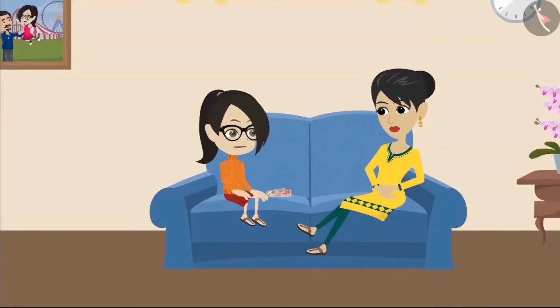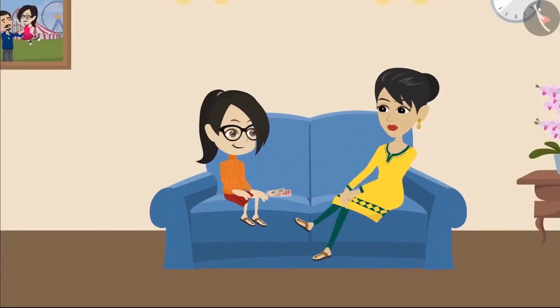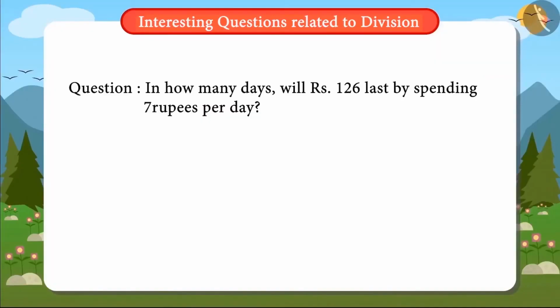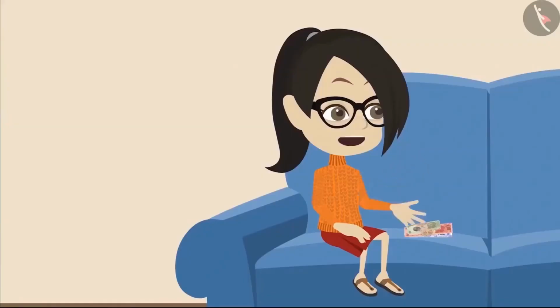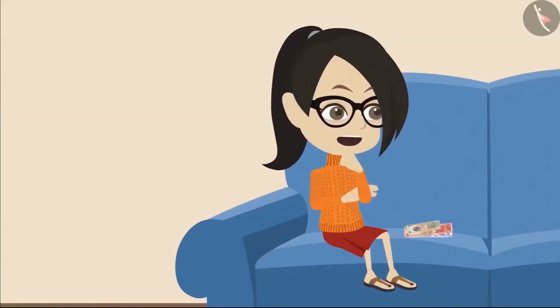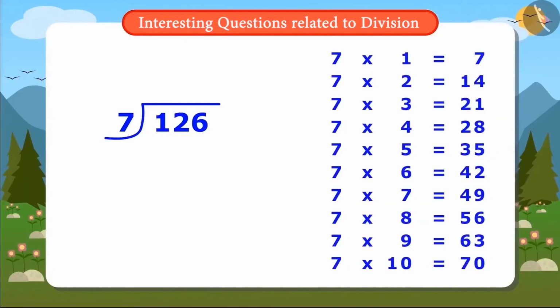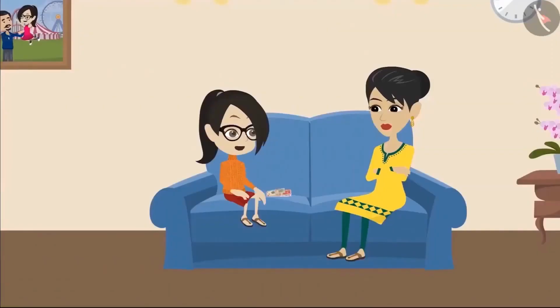Oh yes, you are right, Mummy. I did not notice that. Now that you know, try solving this question using division too. Yes, Mummy, I will do it. But I remember the table of 7 only till 10. And 7 tens are 70. 126 is greater than 70. So how do I divide then?